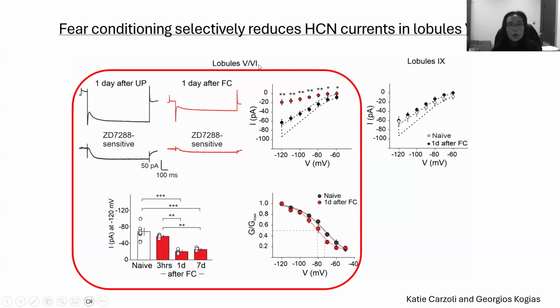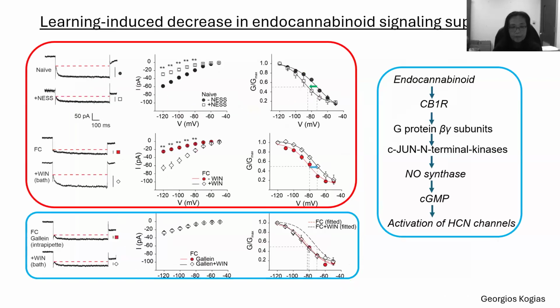And this only occurred in lobules 5 and 6. When they measured the IH current in lobule 9, they did not see any difference after fear conditioning. So this effect is lobule specific, only affecting the lobules that are involved in the fear conditioning.